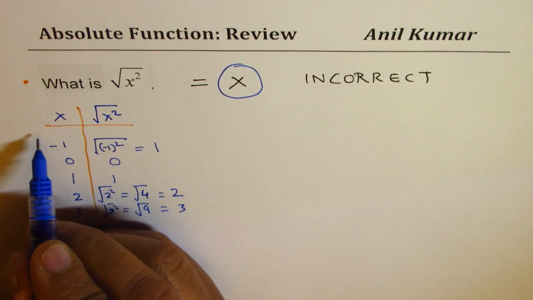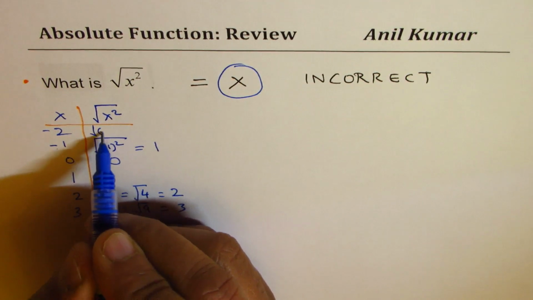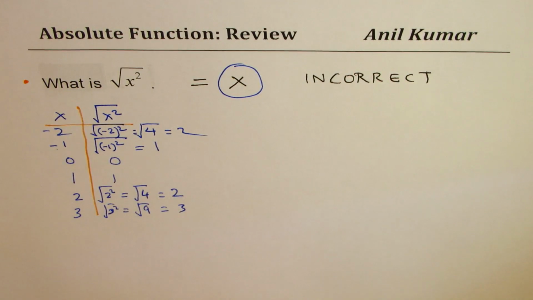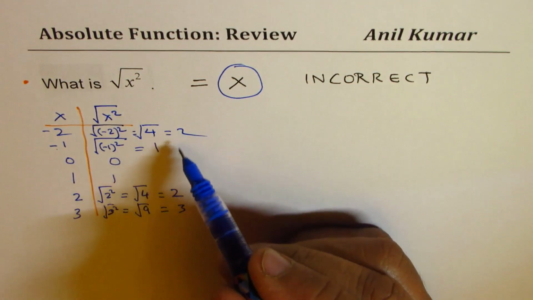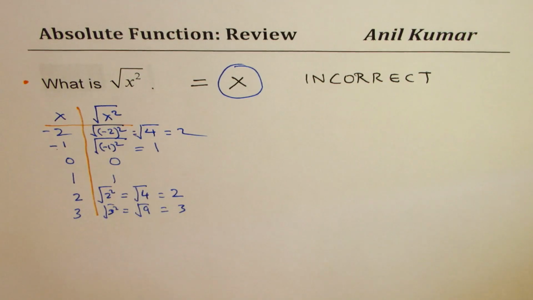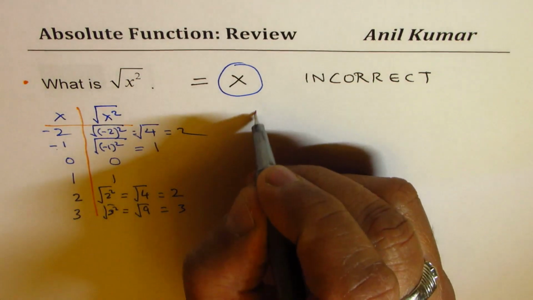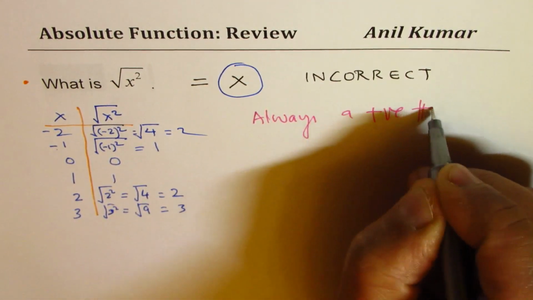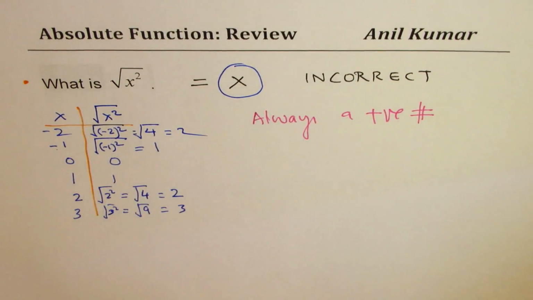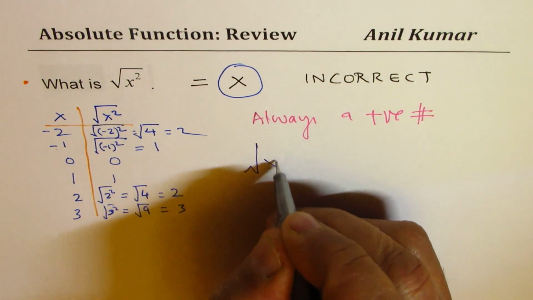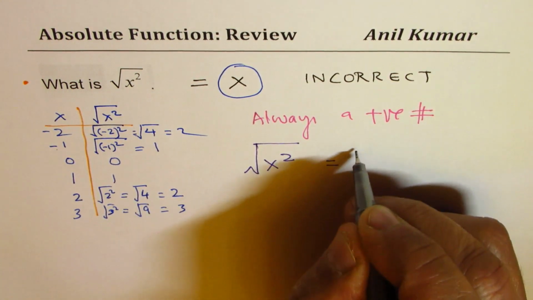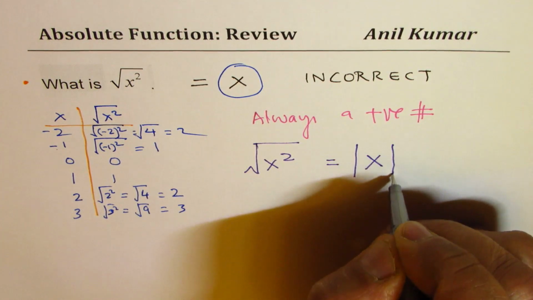Do you get the concept? If I write minus 2 here, minus 2 whole square is 4, and square root of 4 is 2. Perfect. So what we see here is always a positive number, right? So what do we conclude? You got it. Absolute value of x. So square root of x square is indeed equal to absolute value of x.